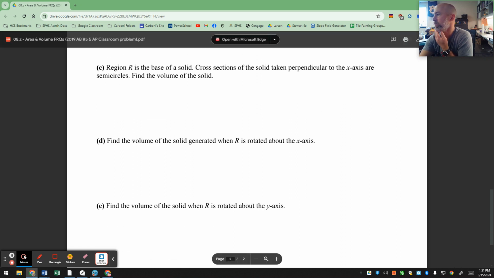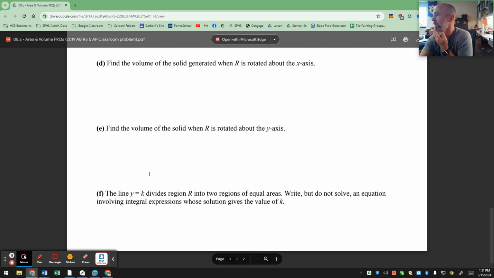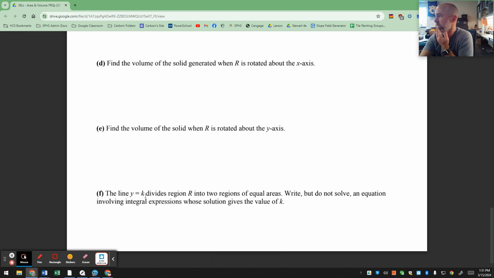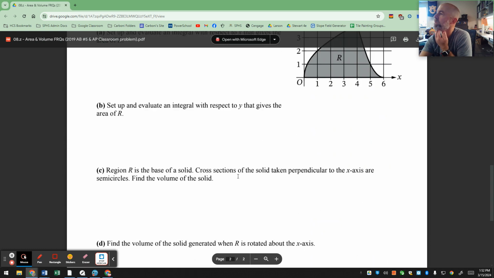And then you've got known cross sections. Number D, revolve it around the x-axis. E, revolve around the y-axis. And F is a horizontal line that divides it. So it's a good question. I liked it. So that'd be good to look at.